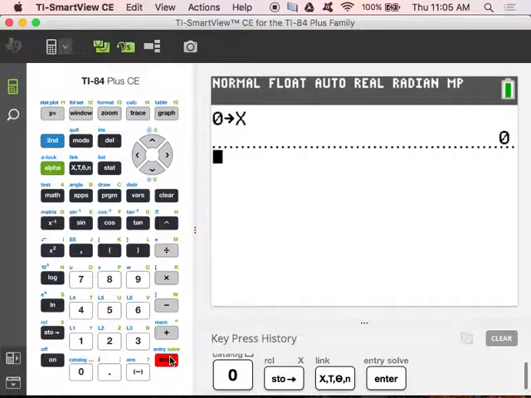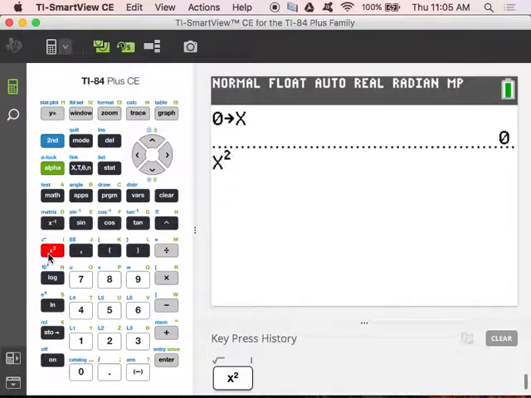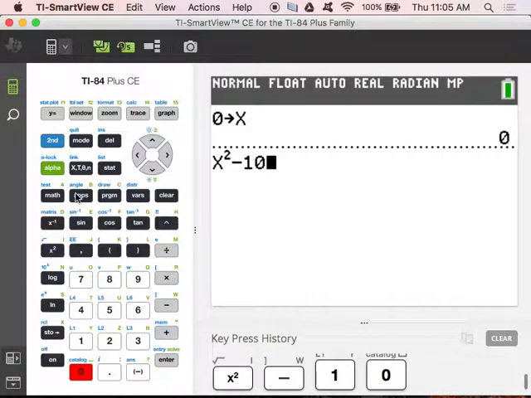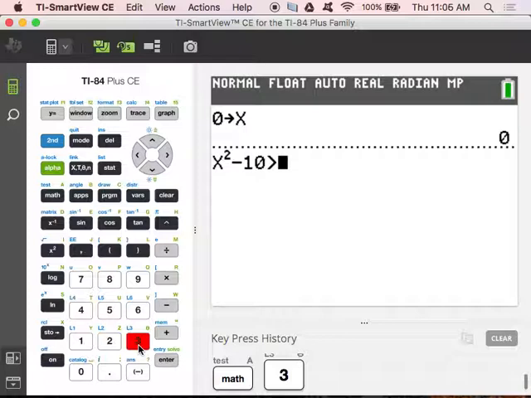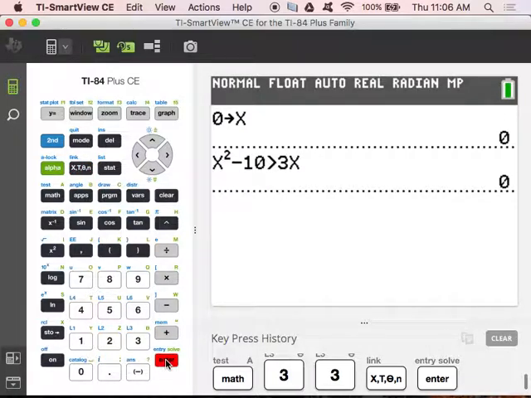Now, you just type in the inequality as we had it before. So, let's see if I can remember it. X squared, what was the original one? X squared minus 10? Yeah. X squared minus 10 is greater than. So the greater than is the test menu, which is above the math menu. Actually, second, math, 3. And what was it greater than? 3x? 3x. Enter. And it spits out 0. Remember, 0 is false, 1 is true.